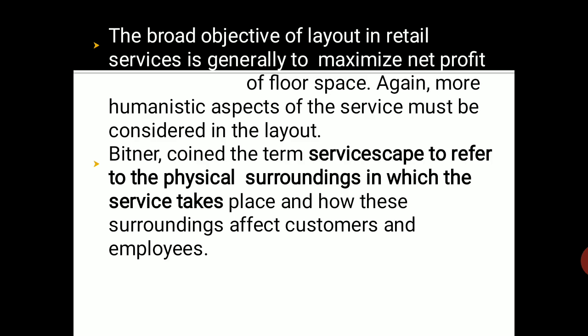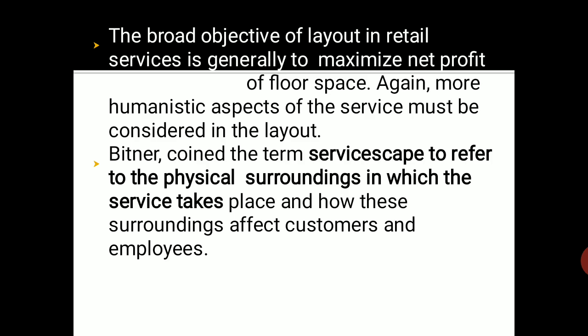That means a pen is the object, the product which we can see, which we can use and which we can touch. But services are intangible, they cannot be seen, they are only to be felt. And at that time each part of the floor that you are using should give you net profit, or else it should have the humanistic aspect in it. Otherwise you will lose the customers, you will lose the clients.